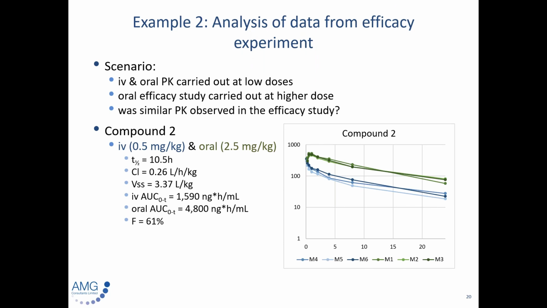So, example 2 I was going to show. Certainly in the project I've been working on, when we get PK data done, the CRO calculates all of the PK parameters for us. On the other hand, when we're doing efficacy experiments, we don't get any, we just get the plasma values read out. One thing you might be interested in is, when you've got plasma sampled from the efficacy experiment, how does the PK that you saw in the efficacy experiment compare with the PK that you got in your PK experiment?